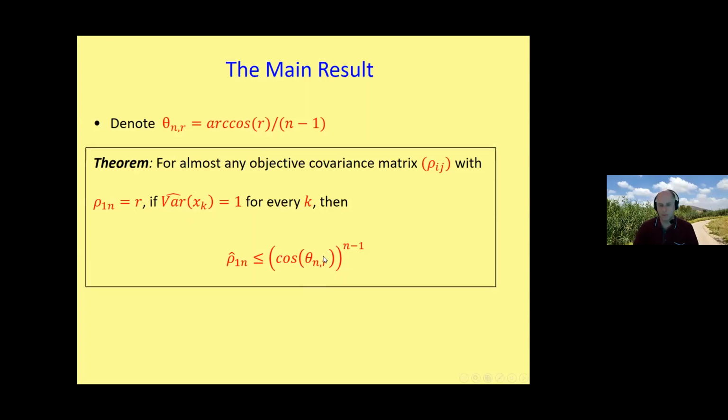So that's an upper bound. What is this upper bound? You take this angle, you take the cosine of this angle, and then you raise it to the power of n-1.